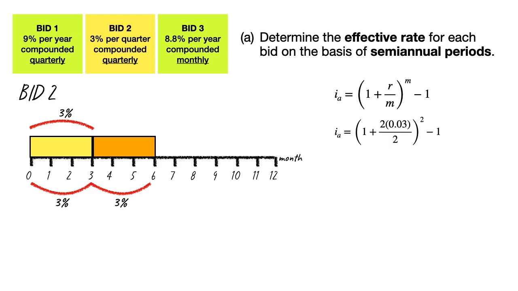So you substitute the values in your equation and you will get the effective interest rate to be 0.0609, or if we convert it into percentage value, it will be 6.09% for 6 months.